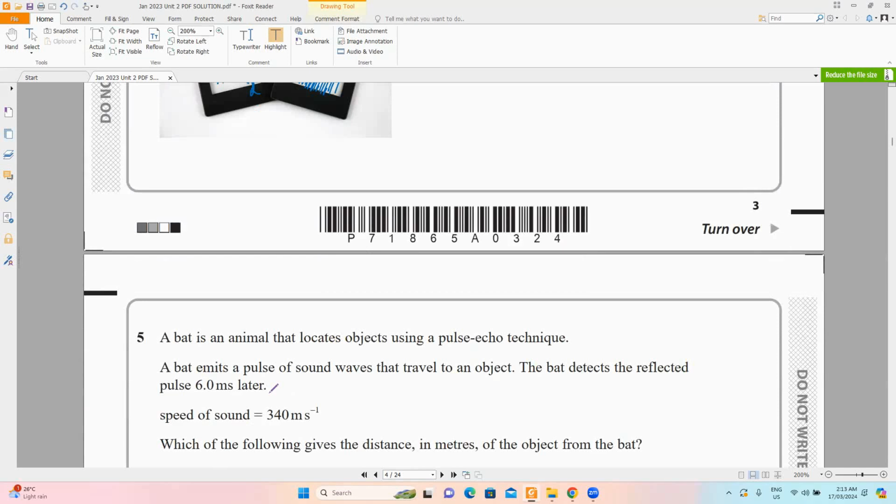A bat is an animal that locates objects using the pulse echo technique. Focus on the echo bit, right? A bat emits a pulse of sound wave that travels to an object. The bat detects the reflected pulse 6 milliseconds later. The speed of sound is 340 meters per second. Which of the following gives the distance in meters of the object from the bat?